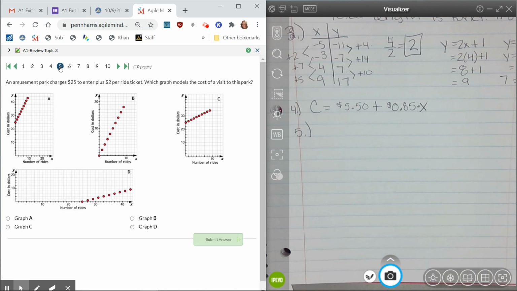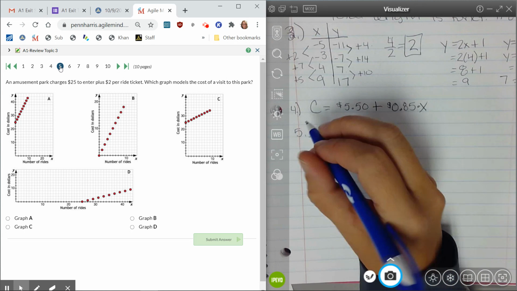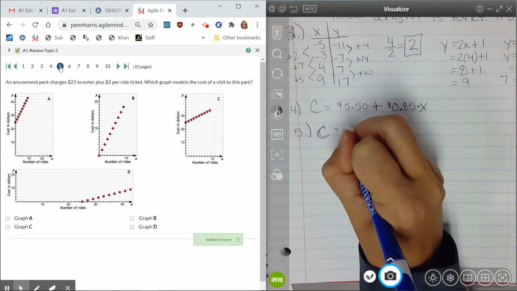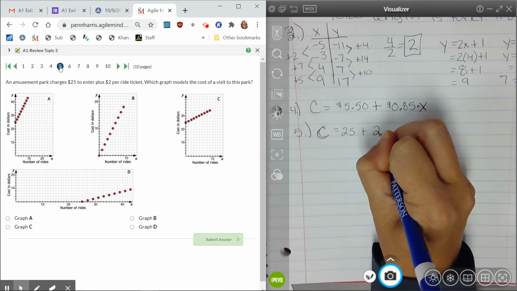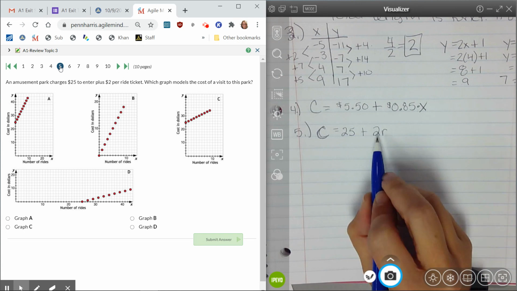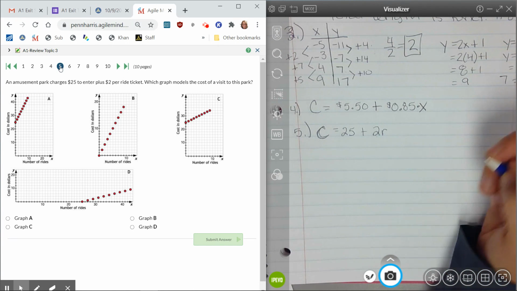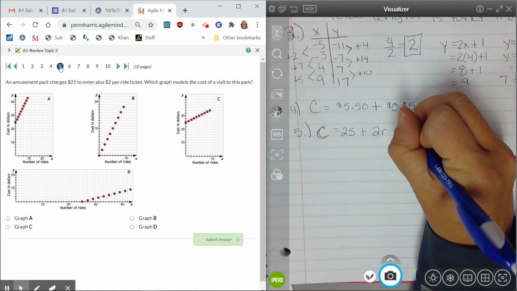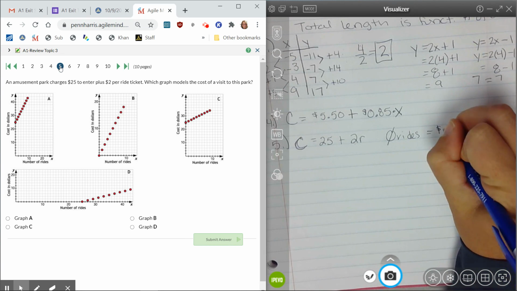Question 5. Okay, so question 5 says that an amusement park charges $25 to enter plus $2 per ride ticket. Well, in order to understand this, I'm going to write something out here. Our total cost, they said it's $25 to get in plus $2 per ride. So $2 for each ride we take plus the 25 to get in. What this means, guys, is that for 0 rides, just to get in, it's going to cost us $25.